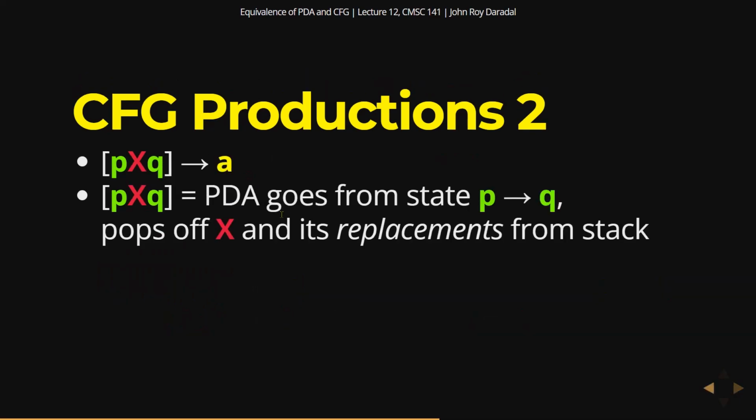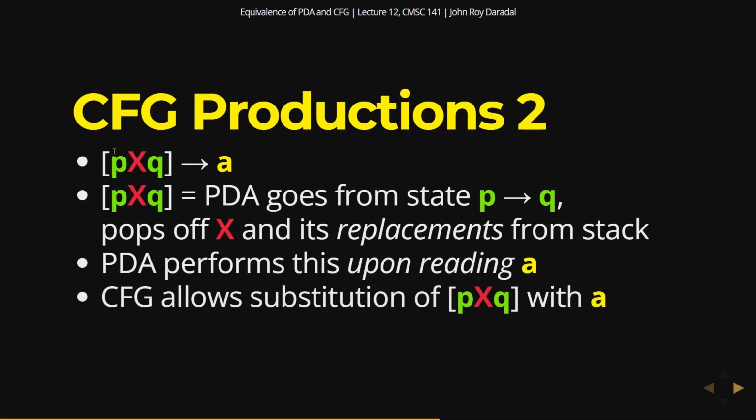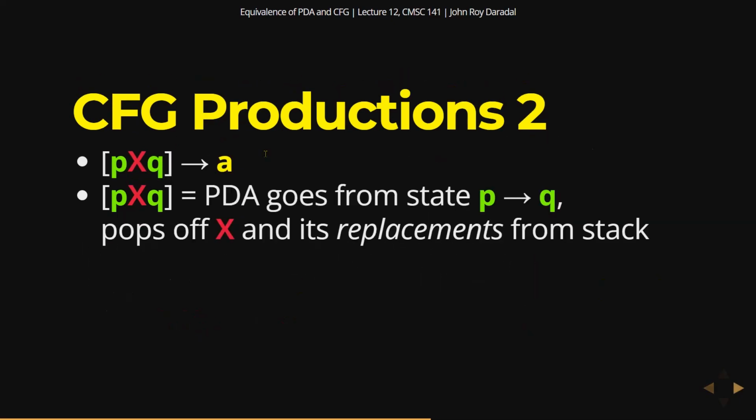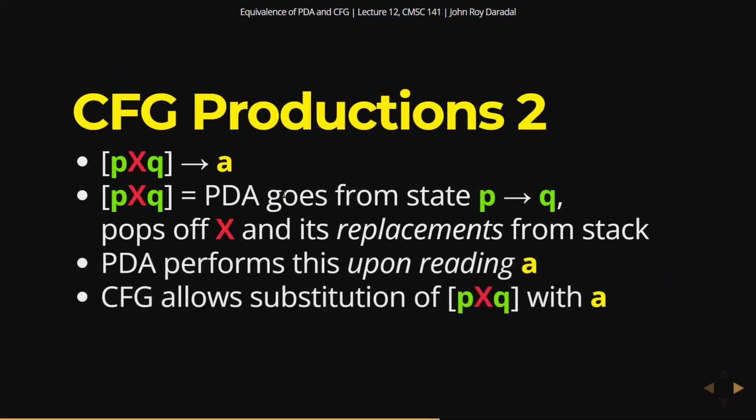So the PDA goes from state P to Q, pops off X and its replacement from the stack. This is done after reading A. That's why we allow the substitution of this variable with A, and that's why we add this production. So that's what you do for the pop pattern. If this is the pop pattern, add P X Q as the variable equal to this symbol or epsilon. So that is the type 2 production.